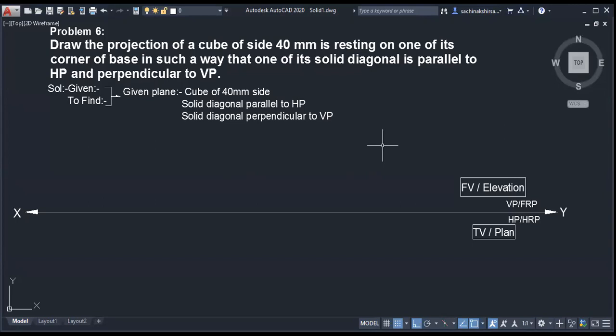Cube. How much is its side? 40 mm. Okay.